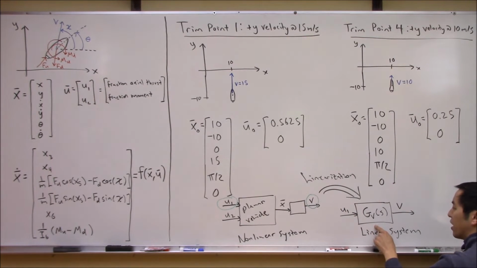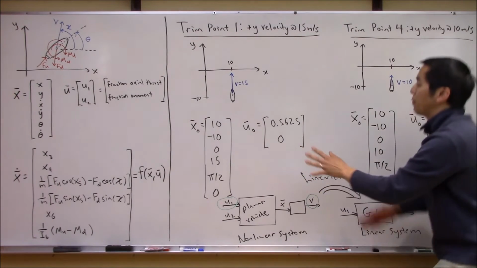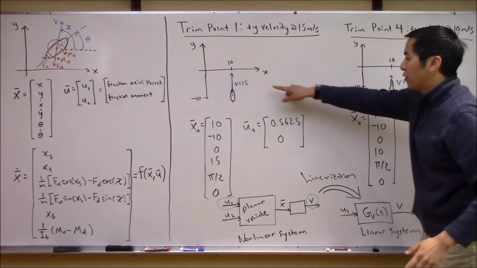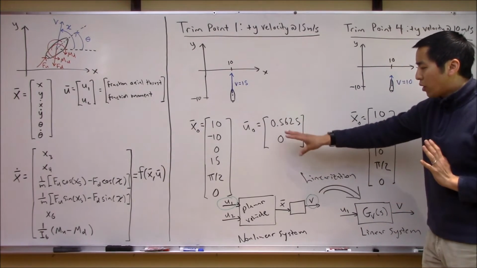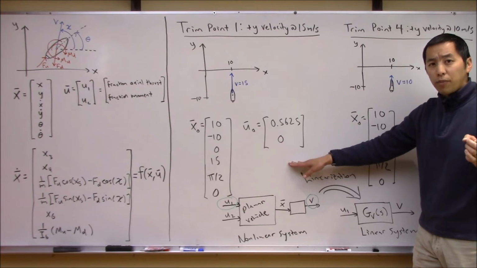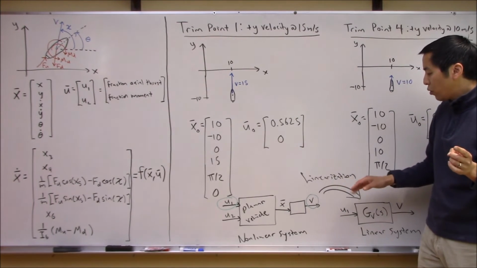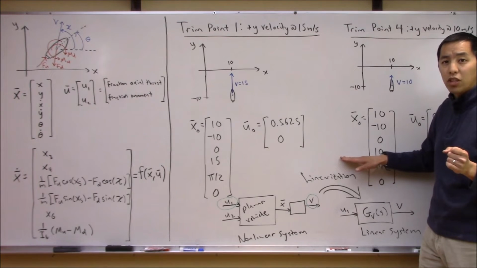Let's focus on just getting this transfer function between u1 and velocity, okay? So let's go ahead and first focus on maybe trim point 1, where we were trying to go 15 meters a second. So again, maybe you want to write down this trim point here to keep it in the back of your head, because we're actually going to run over to MATLAB right now and put this into a script and see what are the tools that we can use to perform this linearization process.